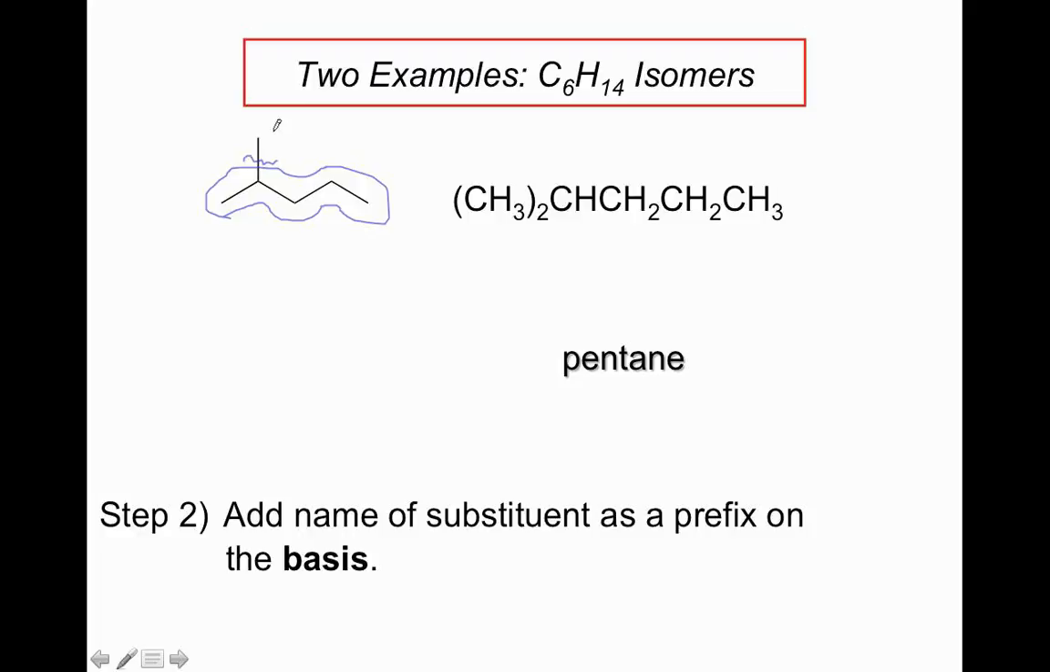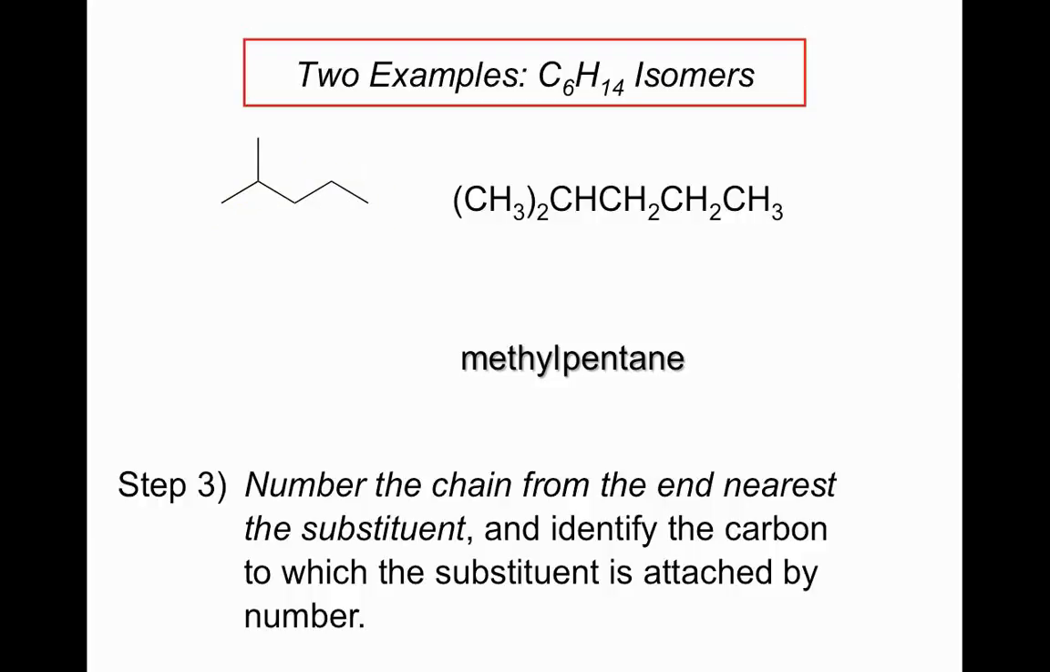Recall that the name of a CH3 alkyl substituent is methyl. We simply add that as a prefix to the basis, so this is a methylpentane. The final step requires us to number the chain from the end nearest the substituent and identify the carbon to which the substituent is attached by number. Once again, just for convenience, I'm going to circle the basis so we can keep track of it.